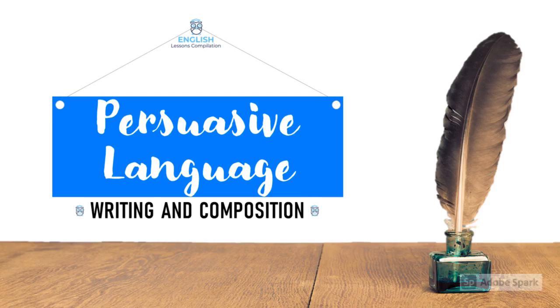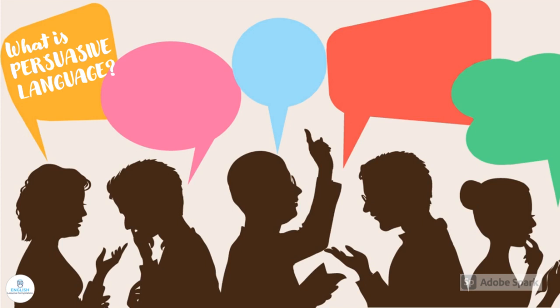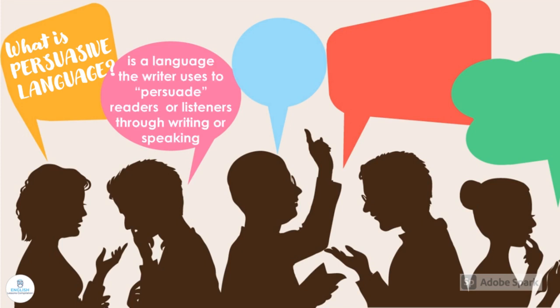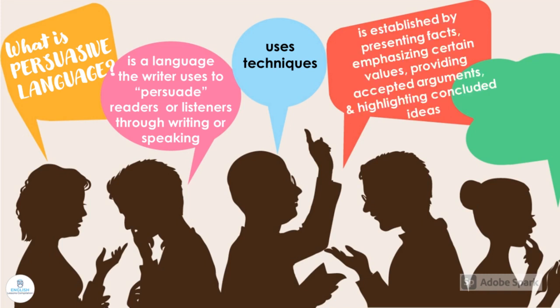Persuasive language. What is persuasive language? Persuasive language is a language the writer uses to persuade readers or listeners through writing or speaking. It uses techniques. It is established by presenting facts, emphasizing certain values, providing accepted arguments, and highlighting concluded ideas. Lastly, it convinces others to agree with the opinion.